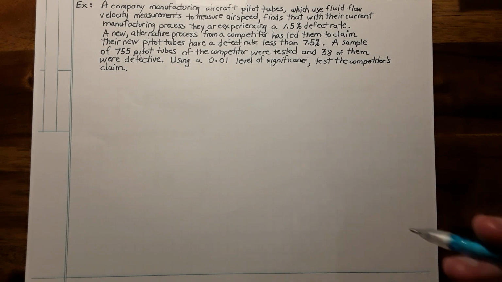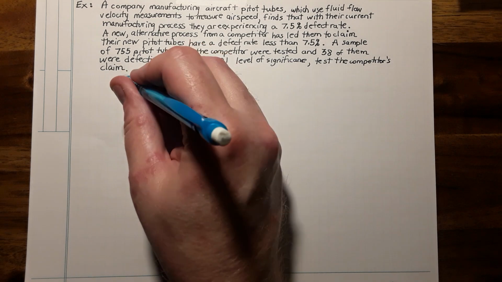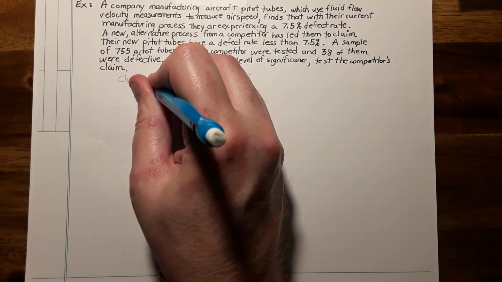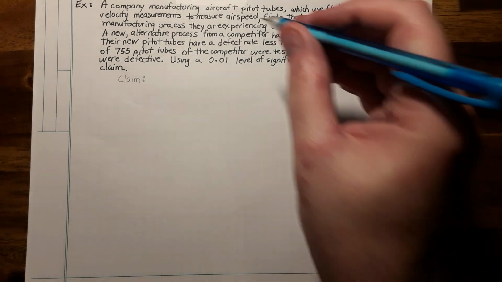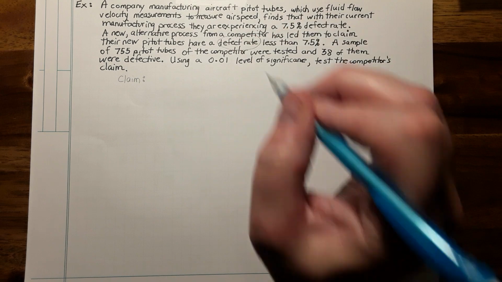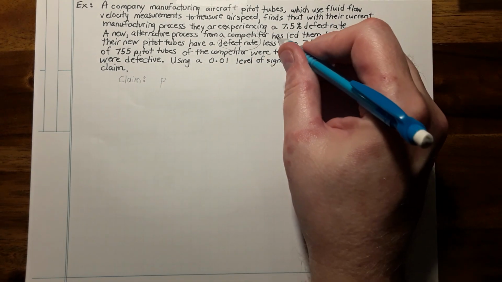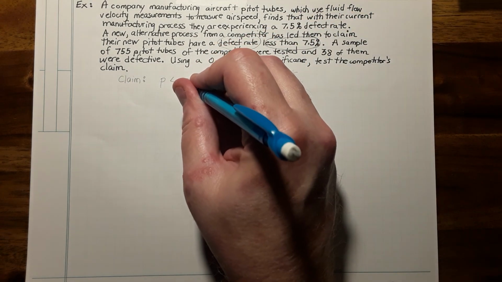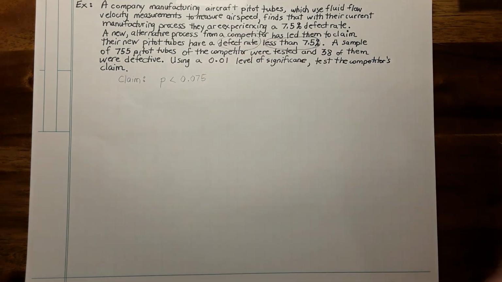If we look at the formal hypothesis testing procedure, the first step is to write what the claim is. The claim that is being made is that the defect rate, and so that's a proportion, it's a claim made about a proportion, is less than 7.5%. So it has to be less than 0.075 as a decimal fraction.